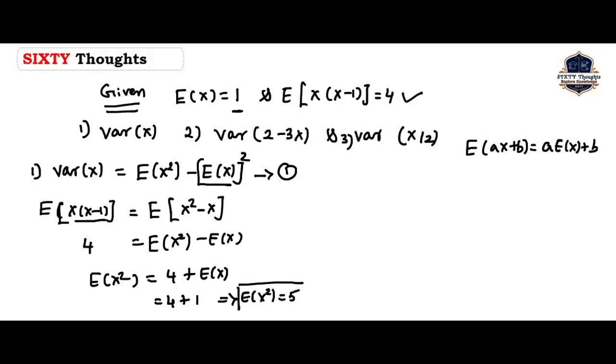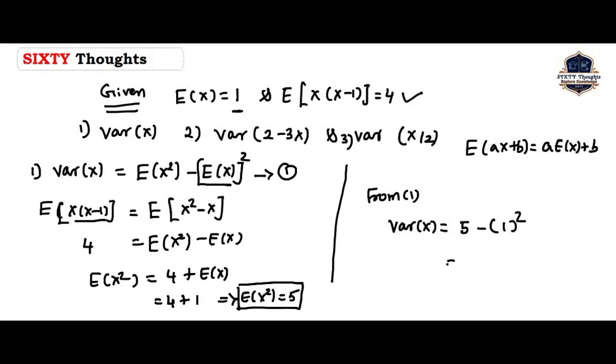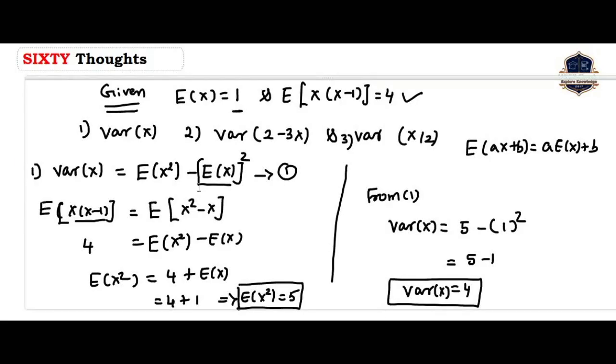So we know the expected value of X is 1 and the expected value of X square is equal to 5. Using these two, we can find the variance of X. From equation number 1, the variance is the expected value of X square minus 1 whole square. So 5 minus 1 is 4. Therefore, the variance of X equals 4.